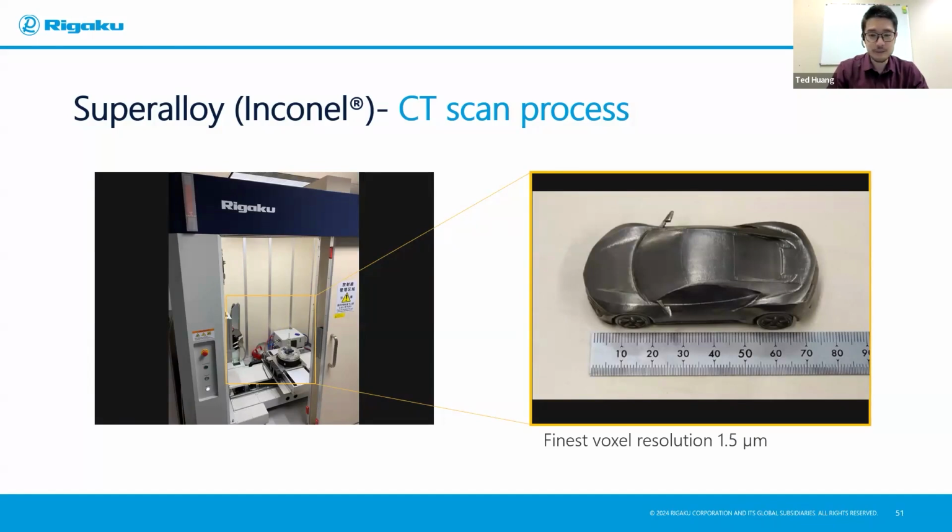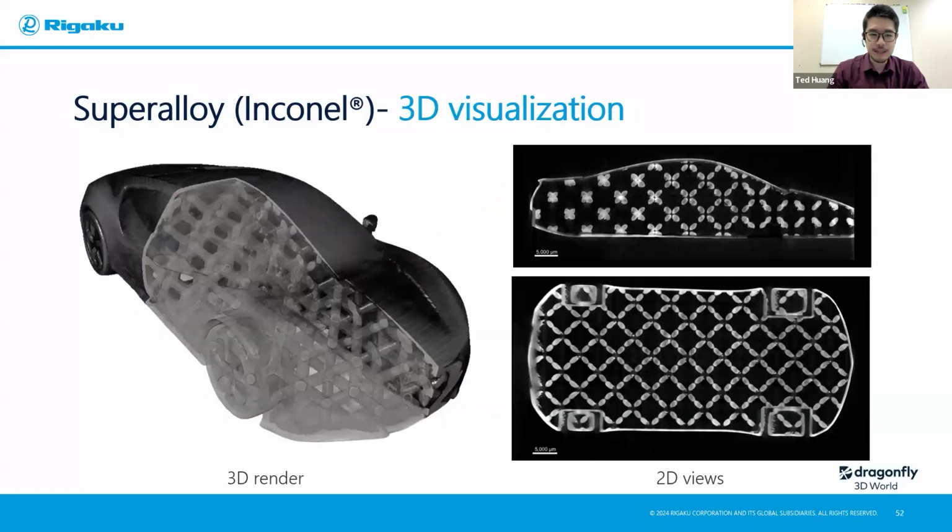Again, the HV has a finest voxel resolution of 1.5 micron. On the left is a 3D render just to give you an idea what the car looks like, with some transparency to show you the internal structure. So it's not a solid piece. It actually has some grid-like structures, as you can see here on the left and also on the right, using the 2D cross-sectional views.